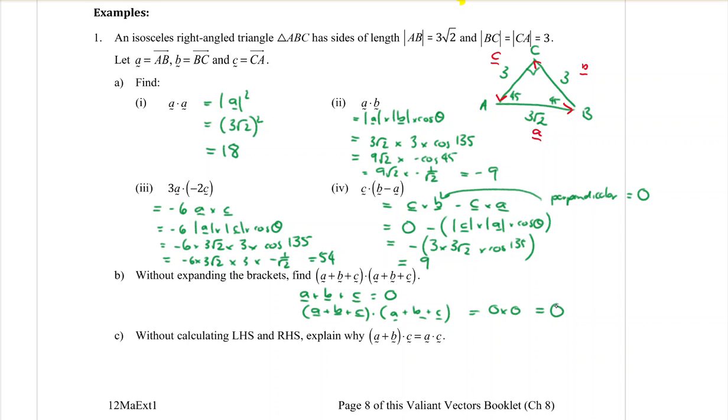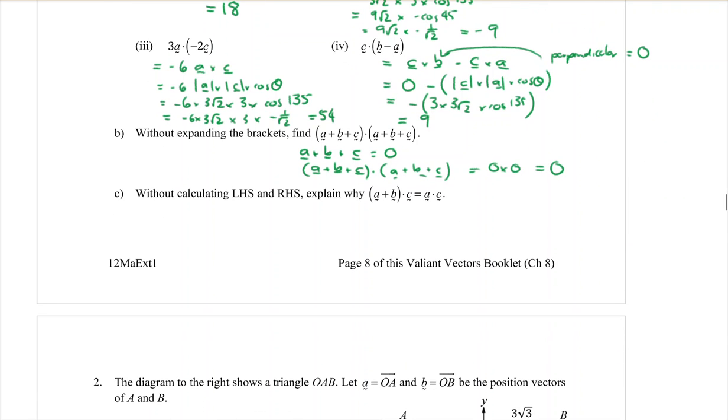Part C. Without calculating the left-hand side and the right-hand side, which means it doesn't want you to go and sub in values from the diagram again. So without doing that, explain why vector A plus vector B in brackets multiplied by vector C is equal to A times C. C is perpendicular, so just cancel. Correct. So let's show that.